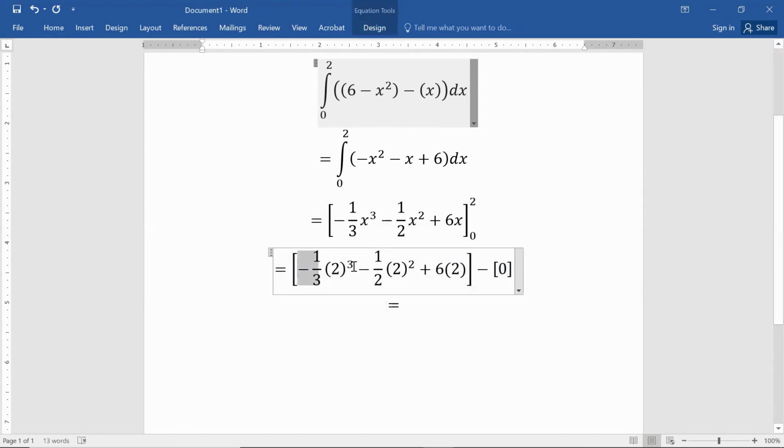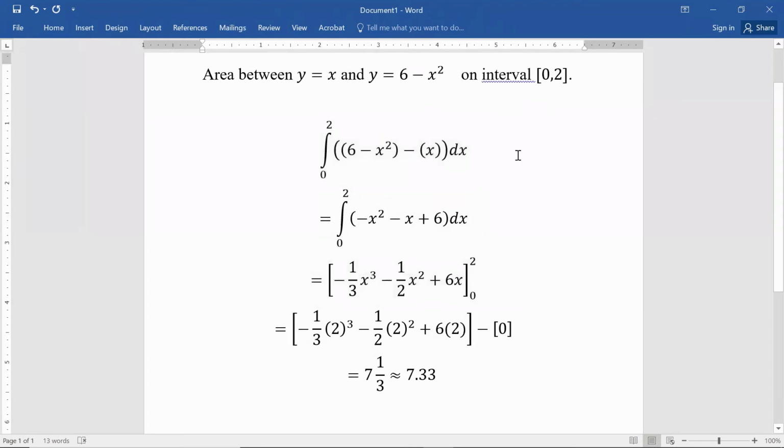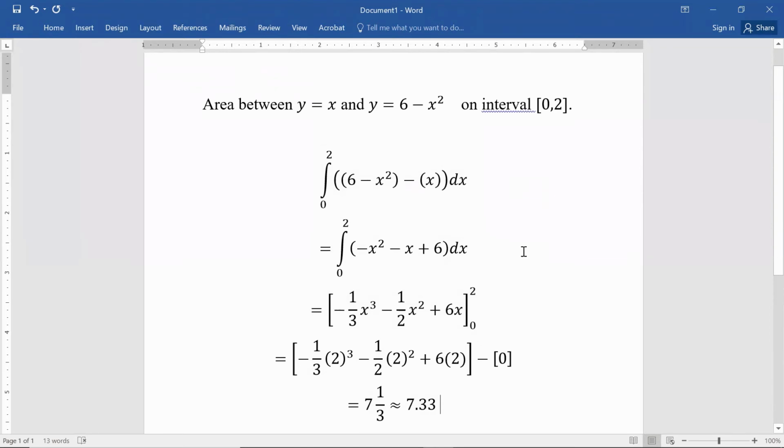Go ahead and plug this number into your calculator. When I do that, I end up with the number 7 1/3, or 7.33. So 7 1/3, which is approximately 7.33. This minus 0 isn't going to do anything. So there we are. That means that the area that I had seen shaded in green is 7 1/3 square units, whatever those units happen to be. That's how we find area between two curves.